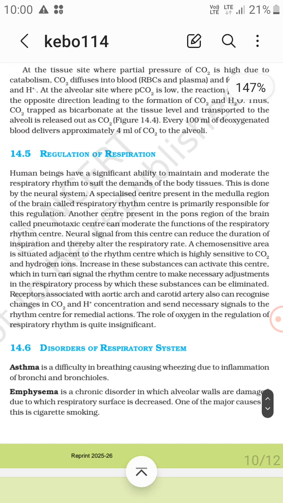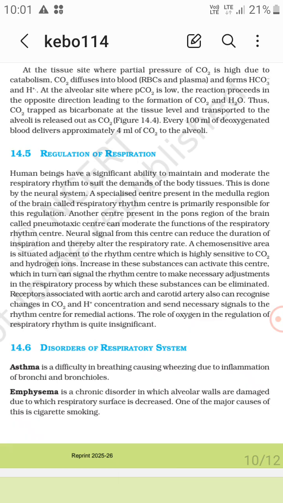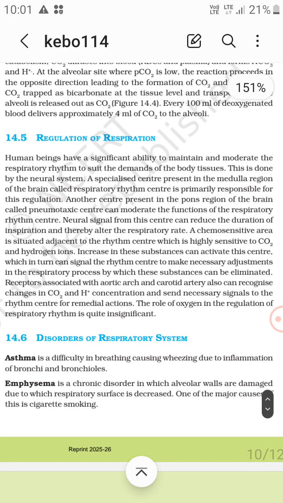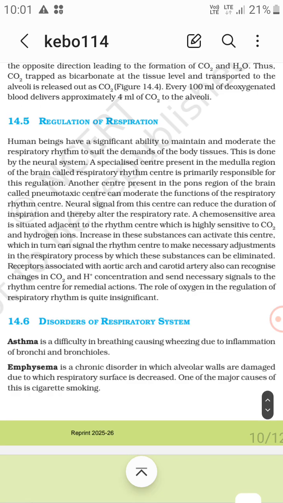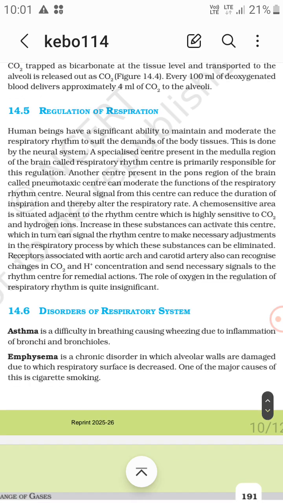So the chemosensitive area is situated adjacent to the rhythm center, which is present in the medulla, and is highly sensitive to CO2 and hydrogen ions. An increase in these substances can activate this center, which in turn signals the rhythm center to make the necessary adjustment in the respiratory process by which these substances can be eliminated. When they are eliminated, PO2 becomes high and breathing gets faster.